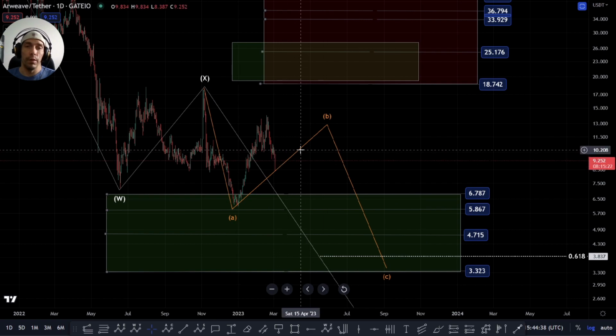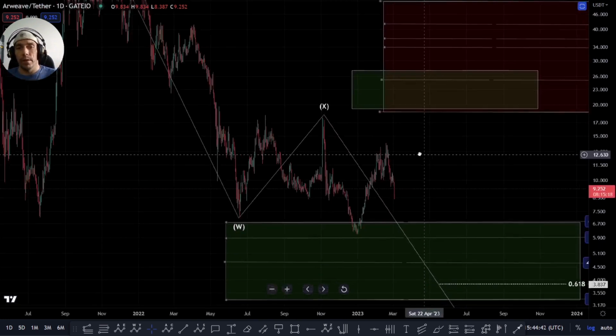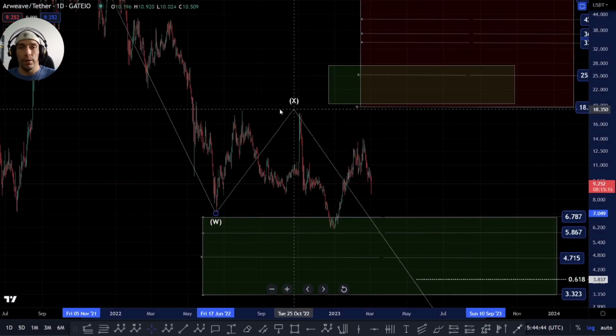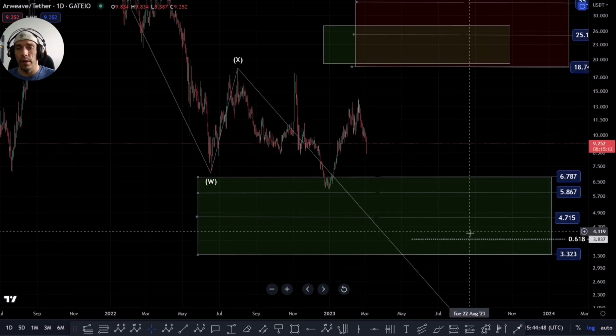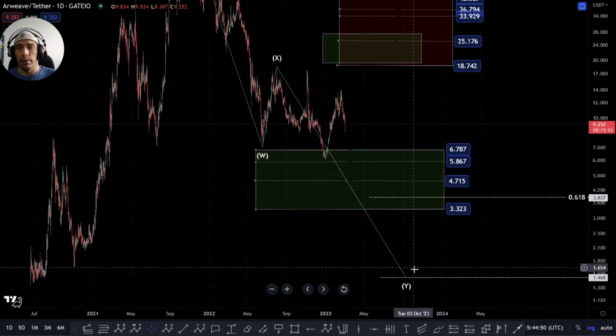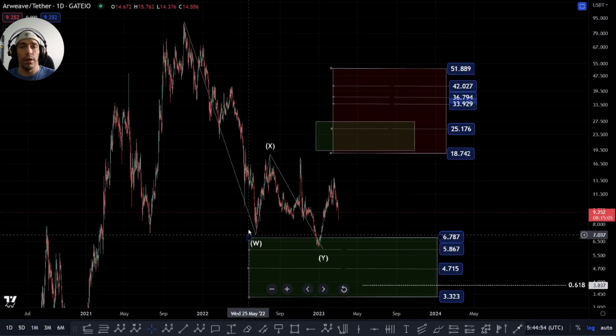So we need to be careful of that fact. The only real way that you can count this as completed would be saying that the X wave was there and the Y wave has completed really short, and it doesn't really fit the criteria here.